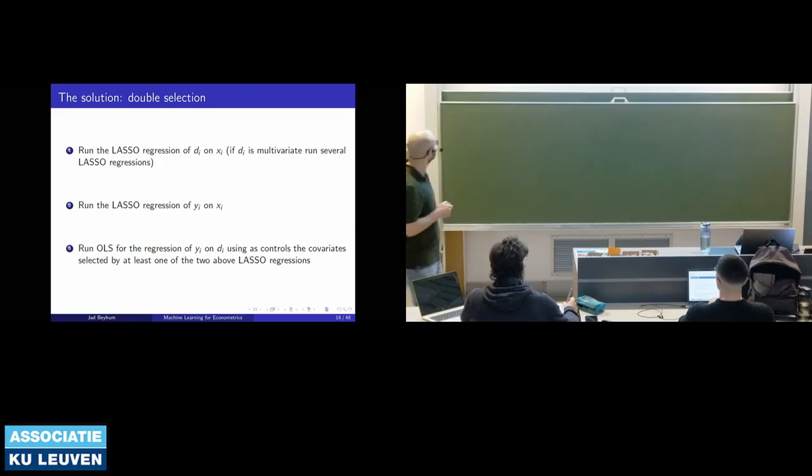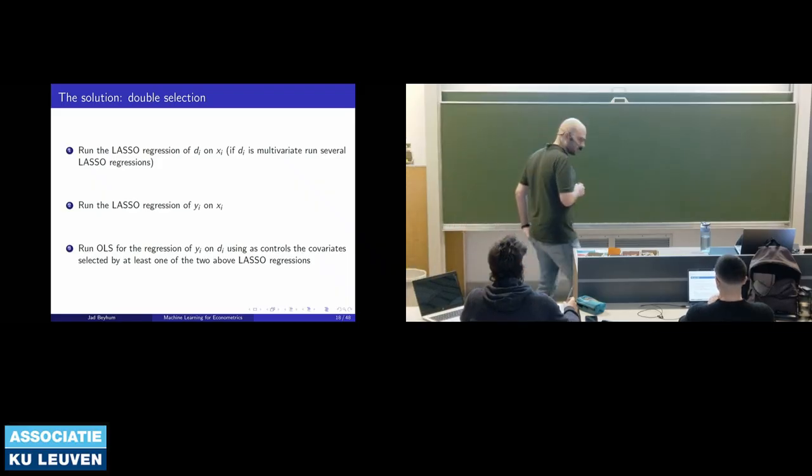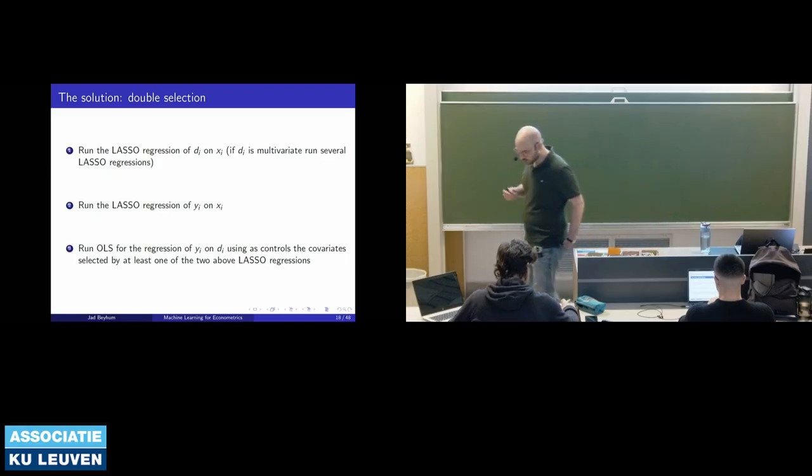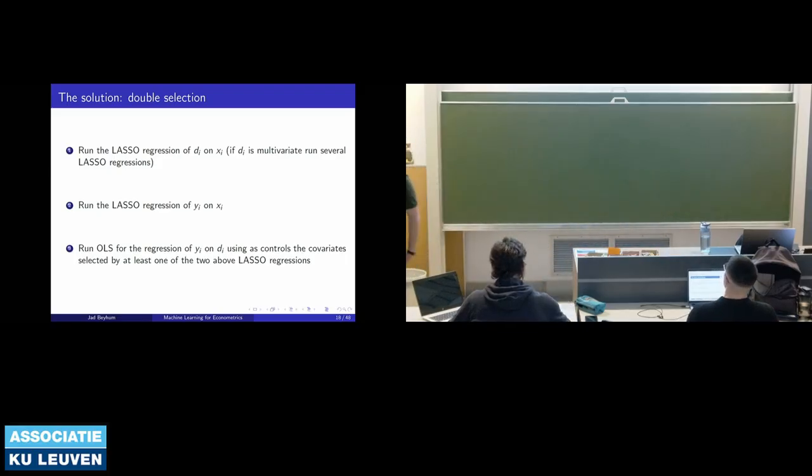Okay, very good. So one solution is double selection. The idea of double selection is you're going to run two lasso regressions. The first one is the one of di on xi, and the second one is the one of yi on xi. At each of these regressions, you get variables in xi with a non-zero coefficient. You select those variables, and then in the last step, you run an OLS of yi on di using as controls all the covariates selected in either of the first two steps.